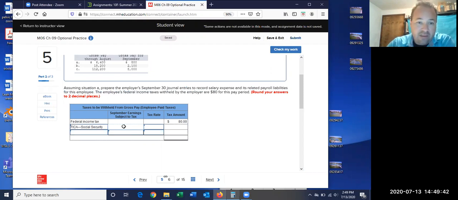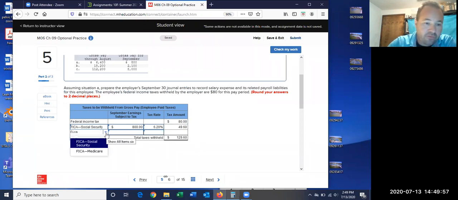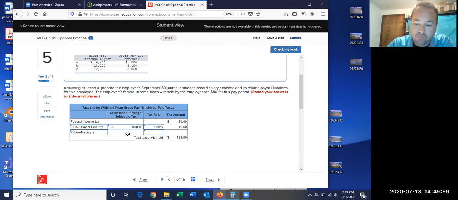Remember, for employee A, we're nowhere near the cap. All 800 is taxed. Tax rate 6.2%. And then for the Medicare portion, no cap. So the full 800 at 1.45.